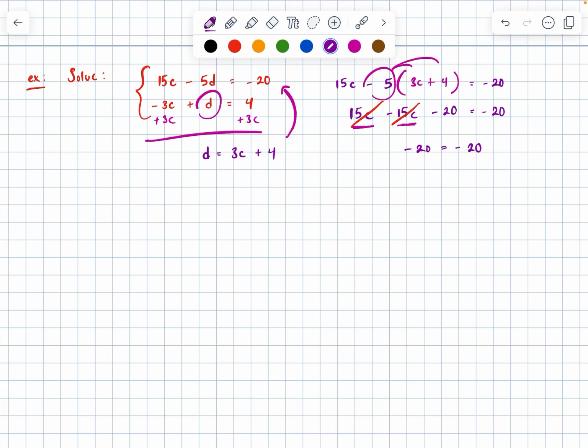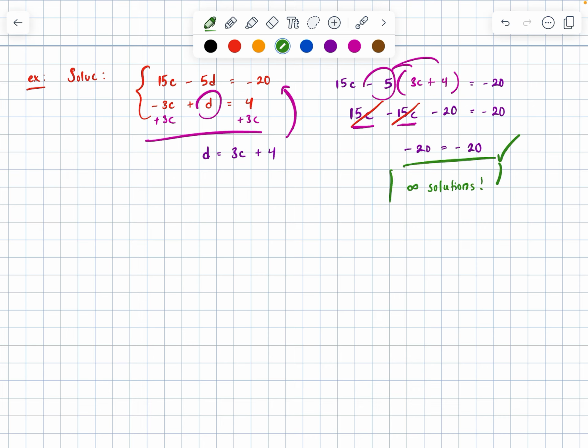All of my variables have gone away, so I just need to ask myself, is this true? Does it cause me pain is also a good question to ask. Of course, it does, but that's okay. Negative 20 is equal to negative 20. This is a true statement. Therefore, this system of equations has infinite solutions. There are infinitely many points.